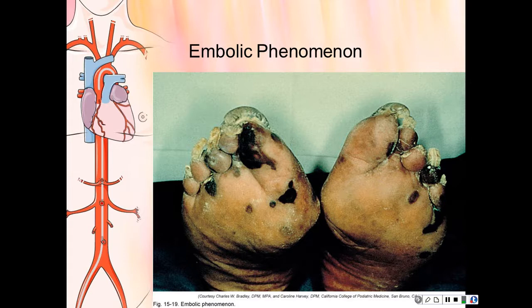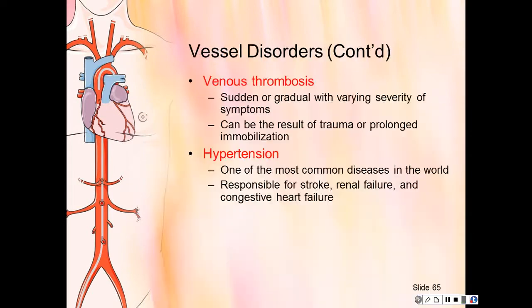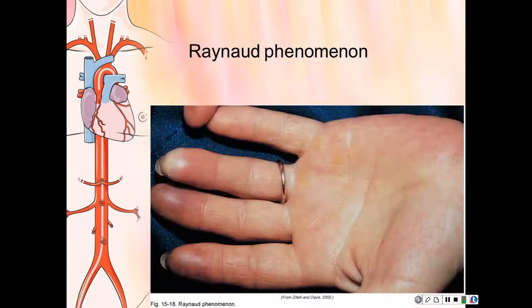Embolic phenomenon is where you've got different blood clots that are shooting out to the peripheries. And here's a picture of embolic phenomenon where she's shot a lot of clots, or he has shot a lot of clots. Raynaud's phenomenon, here's a picture, and you'll notice that they end up with discoloration of their fingertips and often very cold fingertips. It's one of those diseases that responds well to calcium channel blockers.